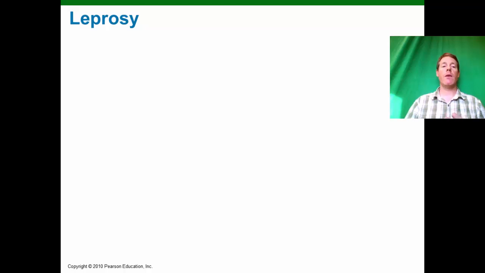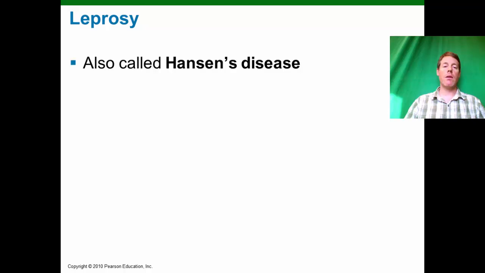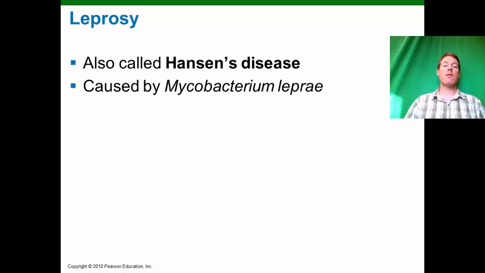Okay, a third disease of the nervous system besides the meningitis diseases, the inflammation diseases, is leprosy. Leprosy is also called Hansen's disease. This is caused by a bacterium in the genus Mycobacterium. This is Mycobacterium leprae.